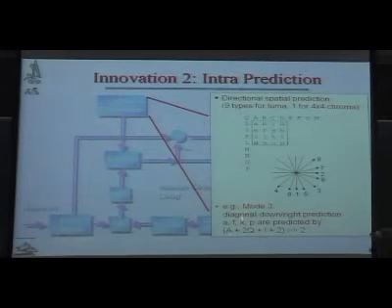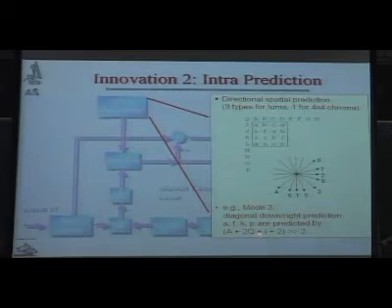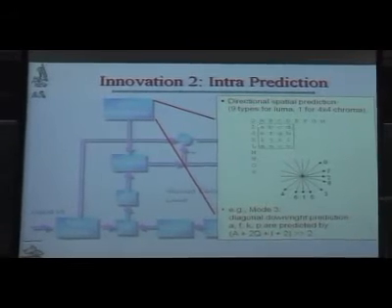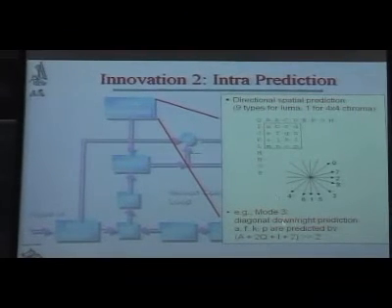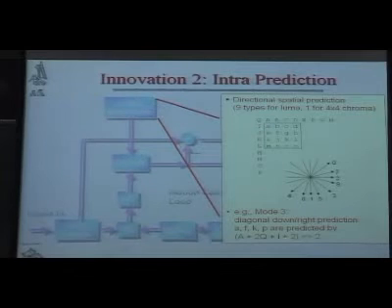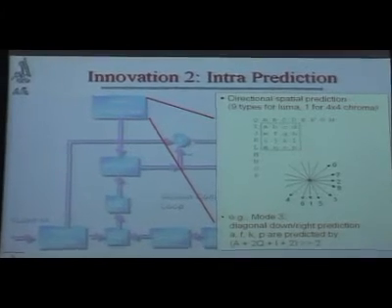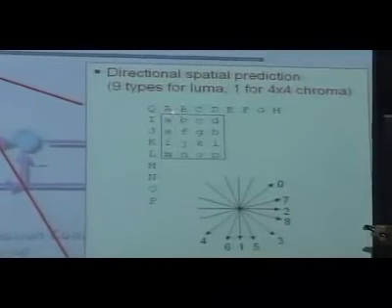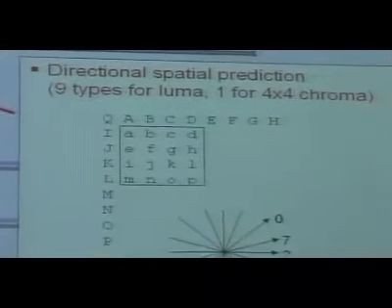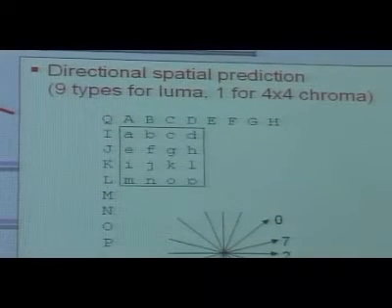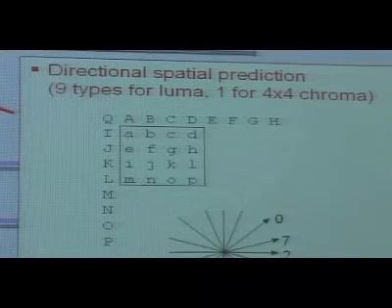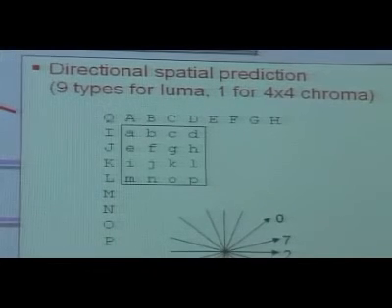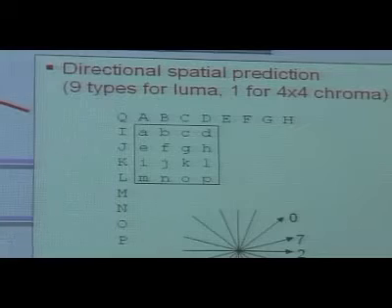So what is A? A is this pixel. Q is this one, I is this one. So you predict this diagonal edge by averaging A, I, and 2Q. Does that make sense? That's a very nice diagonal edge prediction.